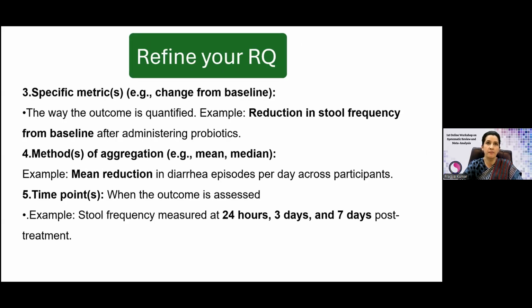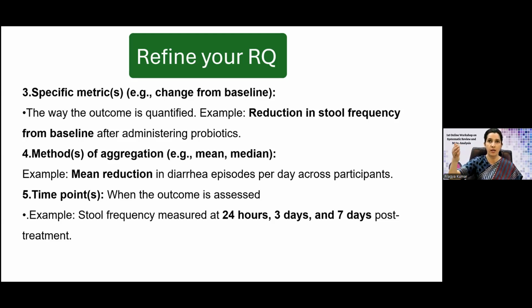And the specific metric, like I want to see from the baseline to after administering the probiotic, what is the change or the reduction in stool frequency or reduction in the score of the Bristol stool scale. Again, what was the method of aggregation? Whether it was a mean or a median? So was it a mean reduction in diarrhea episodes per day across participants? And that outcome has been assessed at which time point?